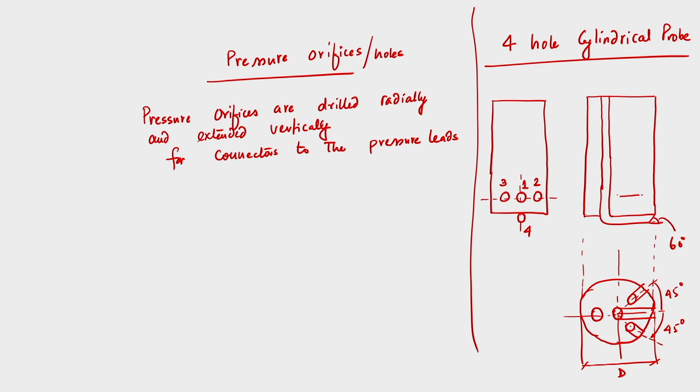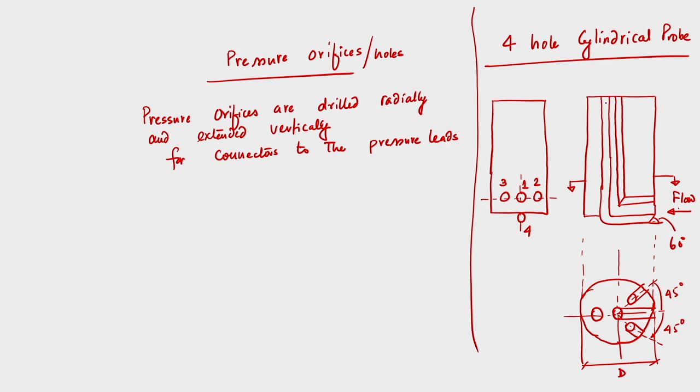I am just drawing here. So now this is the flow direction. The view which is shown at the bottom is like this. If I look from the top, it will look like this, and if the flow is approaching in the direction shown by the arrow, then the additional hole is drilled radially and then extended vertically to the pressure leads, and ultimately these pressure leads will be connected to the manometer, which is responsible for measuring the pitch characteristics.